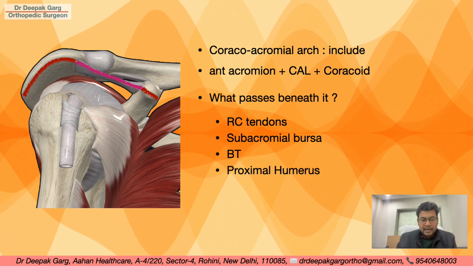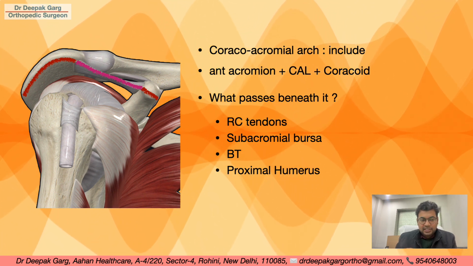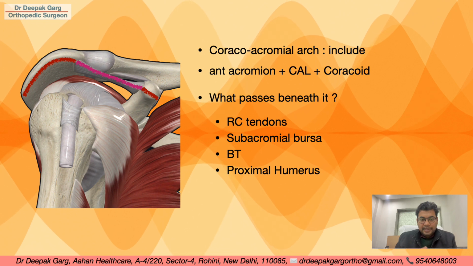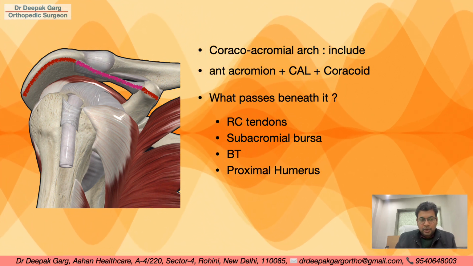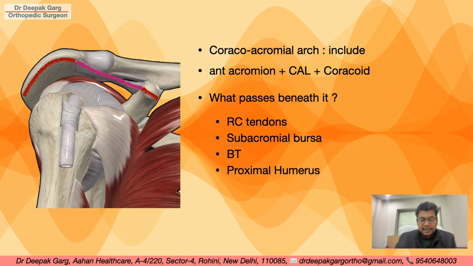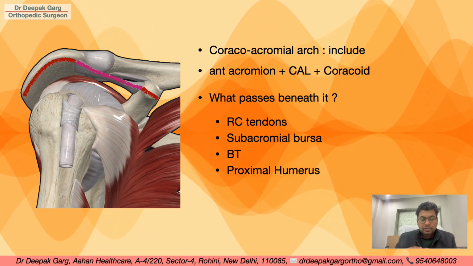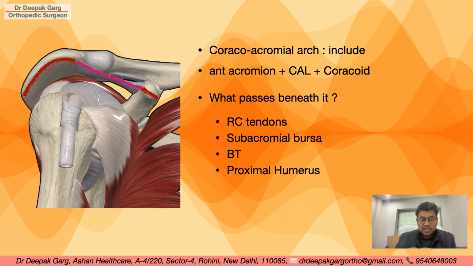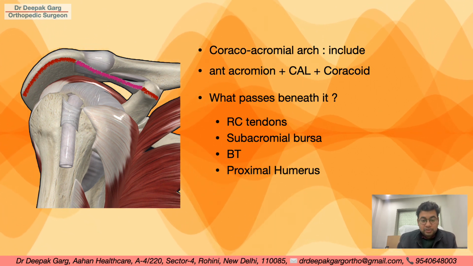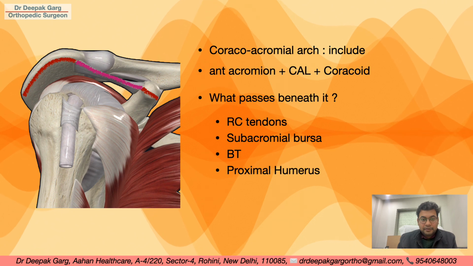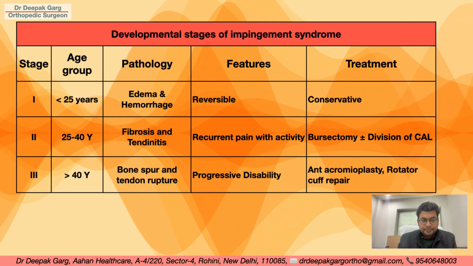If there is a decrease in this space, this may lead to impingement. It can be because of the acromion, the coracoacromial ligament, the coracoid, the structures like the bursa, tendons or biceps tendon, or it can be because of the proximal humerus also. Let's understand the details of the impingement syndrome.